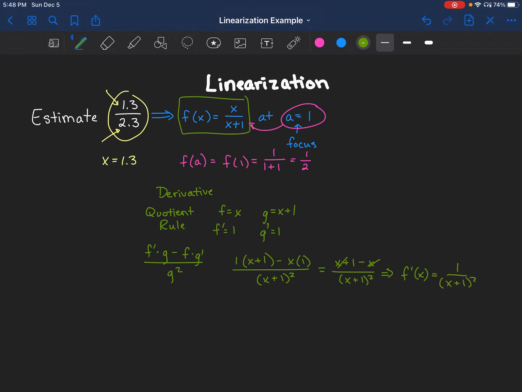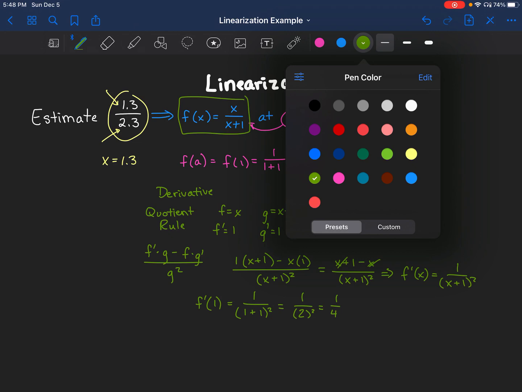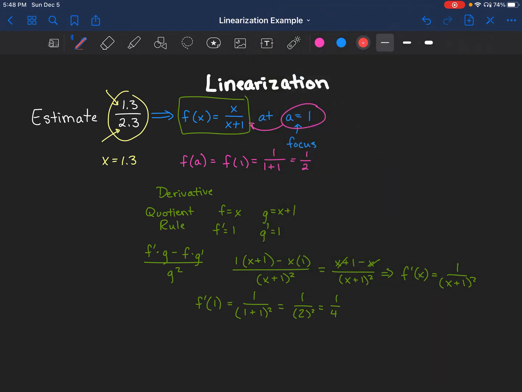Now, I still want to plug in that a value, that focus point. So I'll plug in f prime of 1 equals 1 over 1 plus 1 squared. We know that 1 plus 1 is 2, but then I still have to square it, so that's 1/4. So that's my slope. So I'm going to go ahead and start writing my final answer for that. The linearization function looks like f of a plus f prime of a times x minus a. Well, we said f of a was 1/2. We said that f prime of a is 1/4. And we said a was 1. So there's my linearization equation.